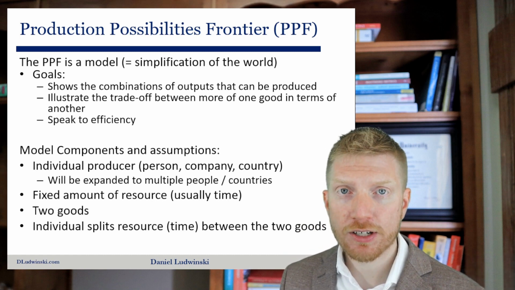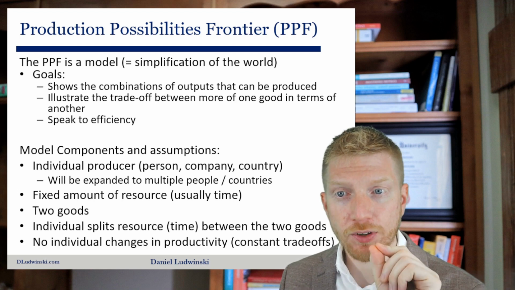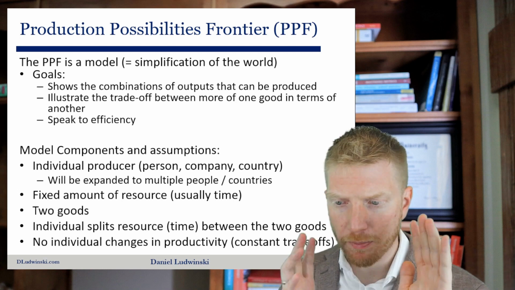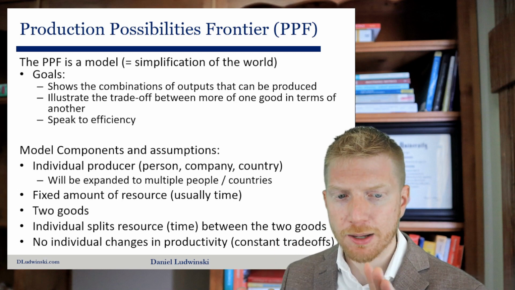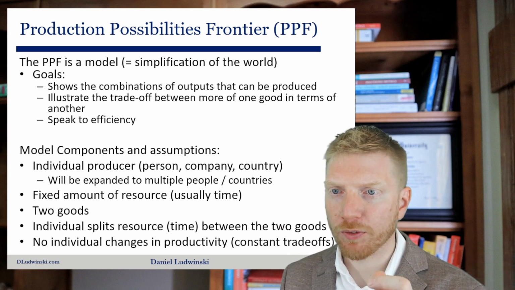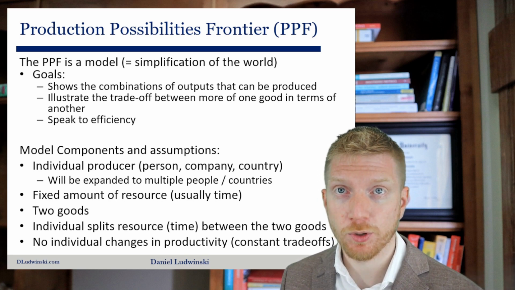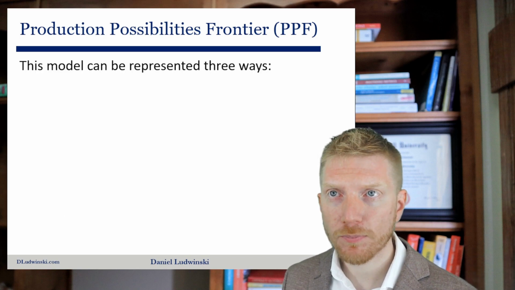our PPFs, generally speaking, and I'll tell you when this changes, we're going to have constant trade-offs between the two. So there's no economies of scale, no getting worse over time. The trade-off is going to be the same whether you're producing 1, 20, or 50 for that individual. And that's going to change when we have multiple individuals or multiple individuals being combined into an economy.